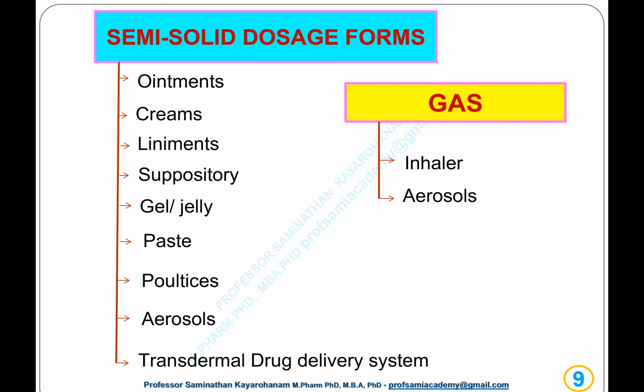Next slide. The third dosage form is semi-solid. Semi-solid dosage forms are further classified into ointments, creams, liniments, suppository, gel or jelly, paste, poultices, aerosols, transdermal drug delivery system. The fourth dosage form is the gas dosage form, for example inhaler and aerosols.